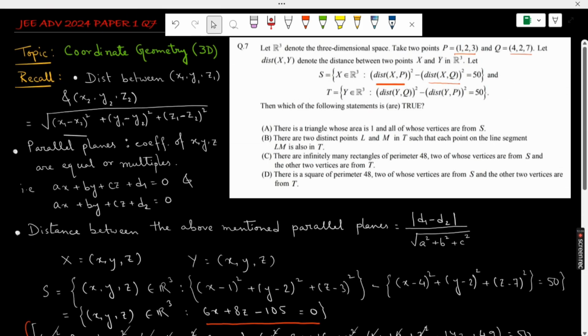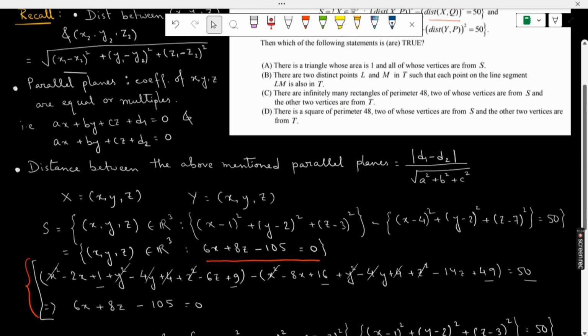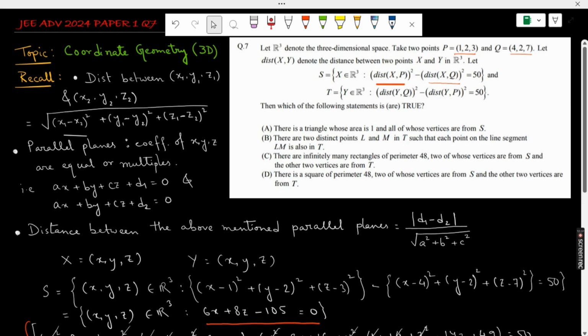Now option A says there is a triangle whose area is 1 and all of whose vertices are from S. If we think of this as the S plane, and we take 3 points on it, we can draw any triangle, and its area can be 1 unit, can be anything. So on a plane we can draw a triangle of 1 unit area easily.